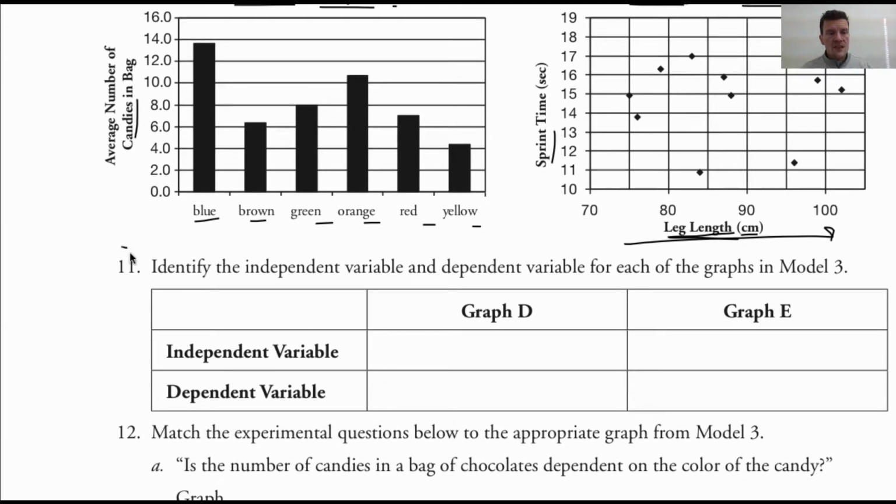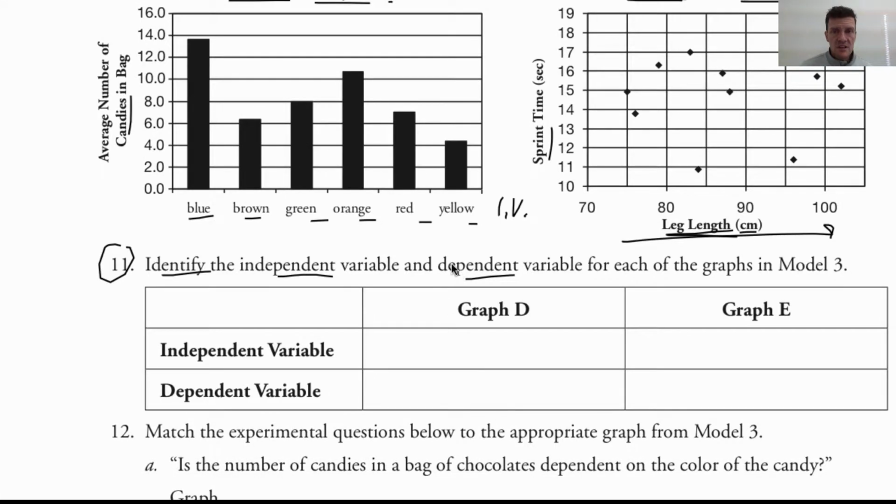Number 11, identify the independent variable and dependent variable for each of the graphs in Model 3. So if you're given a graph, you should be able to quickly determine which is the independent variable and which is the dependent variable. In graph D, the candy color is going to be your independent variable. And for the other graph, graph E, that would be the length of the person's leg.